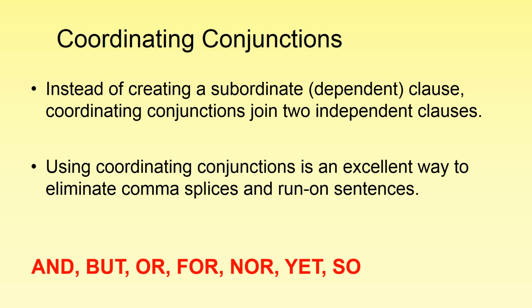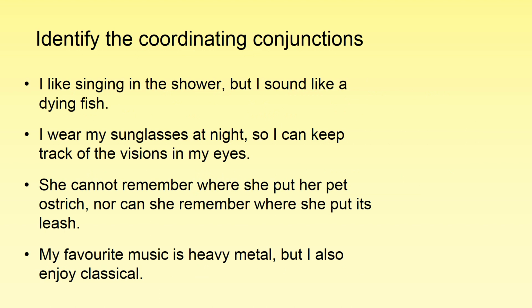An easy way to remember coordinating conjunctions is to repeat these words over and over again until you have them memorized. And, but, or, for, nor, yet, so.